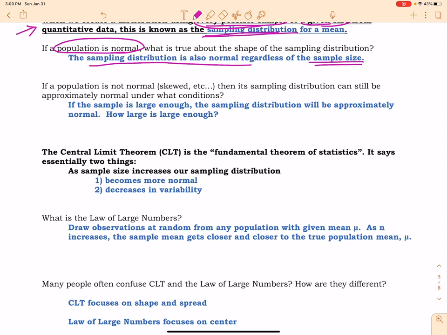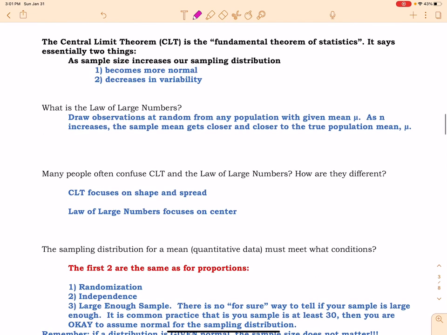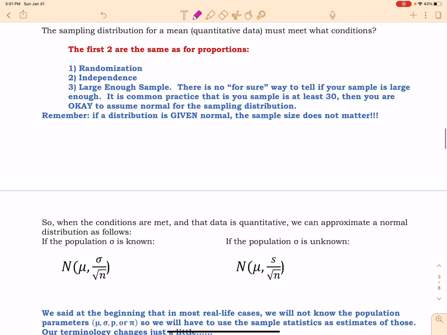But there are many times when your population is not normal. So what do you do in that instance? Well, you can make up for that by taking a sample that is large enough. If it's large enough, then it will be approximately normal. And of course, we need to ask: how large is large enough? When you are talking about a large enough sample, you are talking about at least 30.